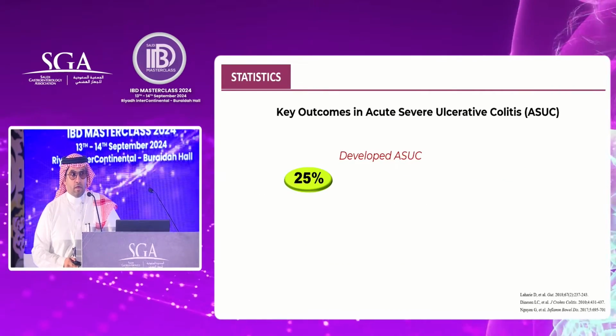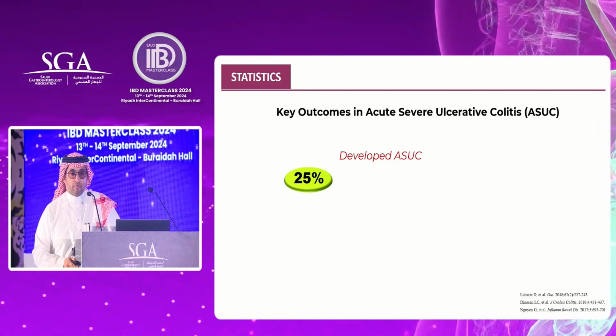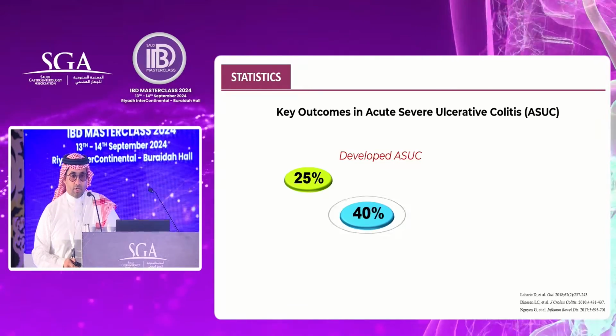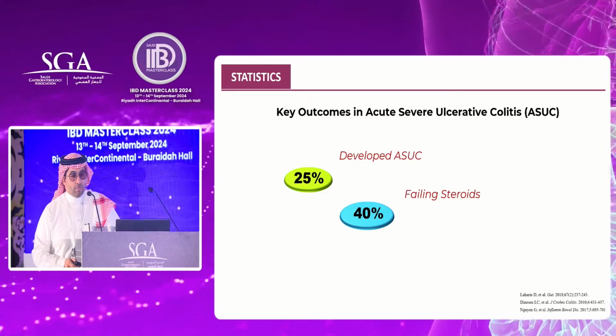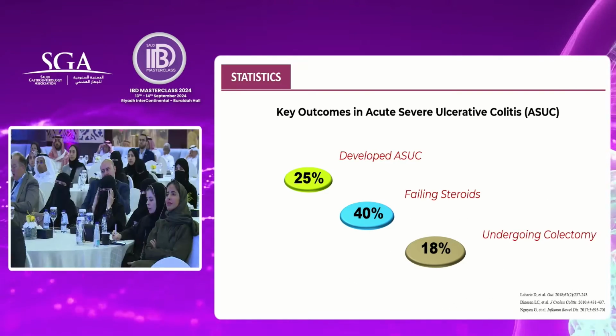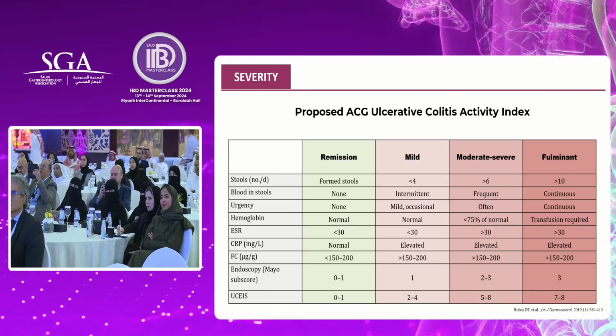So acute severe ulcerative colitis is not a rare disease. It can affect 25% of UC patients. 30 to 40% of them will fail steroid therapy, and 18% of the patients will require colectomy.